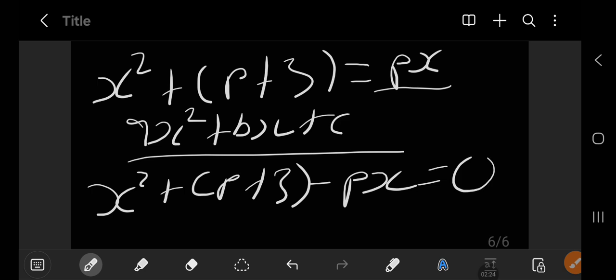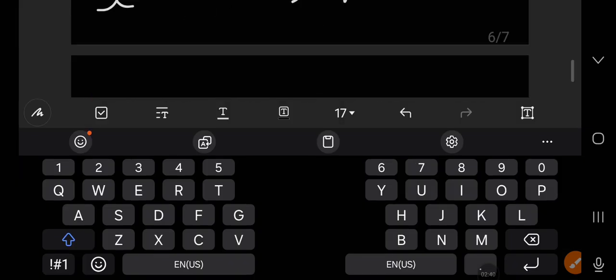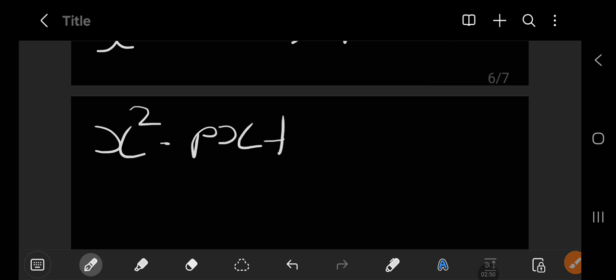And then from there, some people may not feel too comfortable around here, although it is already in standard form, but they'll be like, nah, I wanna put it in the same way as ax squared plus bx plus c. So to make it in that form, I would just say we're gonna have basically x squared minus px, and then I'll just keep my signs, p plus 3, and then I would say it is equal to 0.